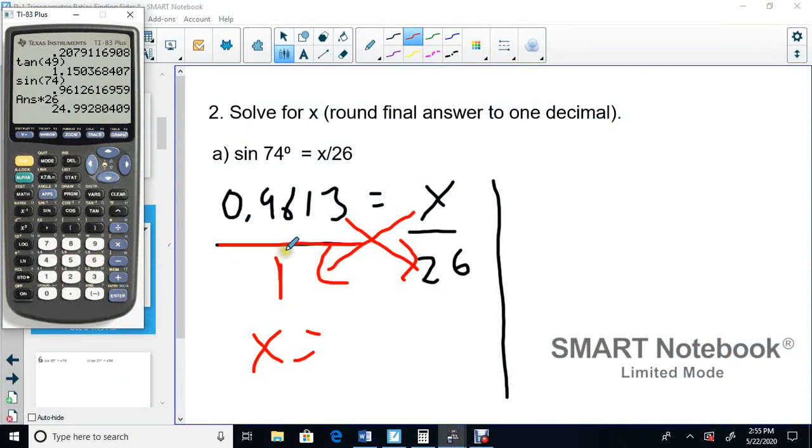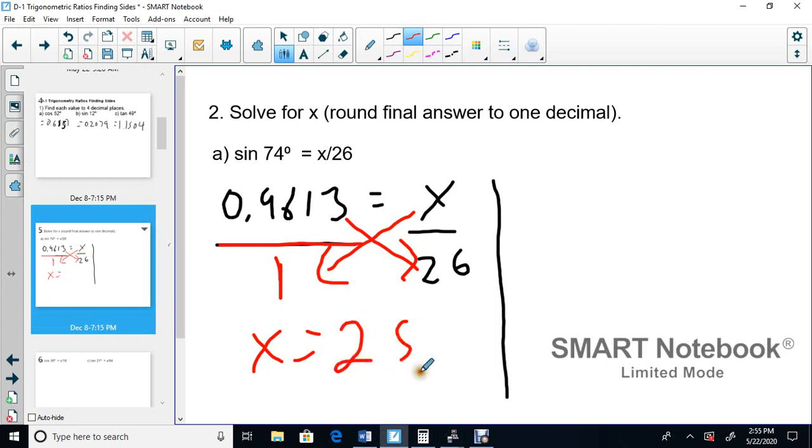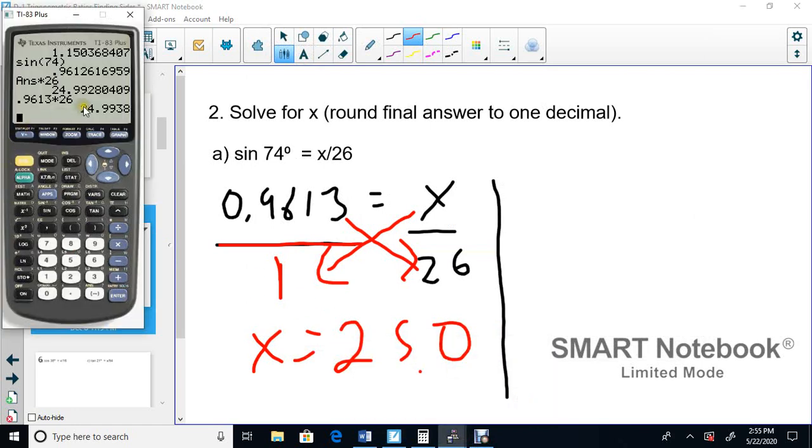Now, that number's still on my calculator, so I can just hit times 26, and it gives me an answer. It's 24.99, which rounds to 25.0. But this might not work on yours, so you might have to type in 0.9613 times 26, and you get 24.99, which is 25.0 rounded to 1 decimal. Just double check that. We'll just double check that number. 25.00.